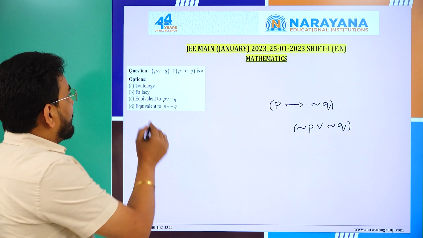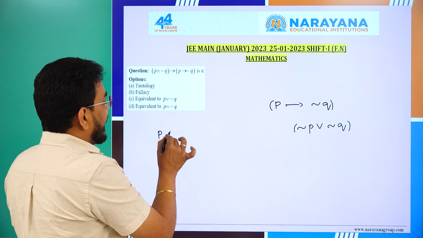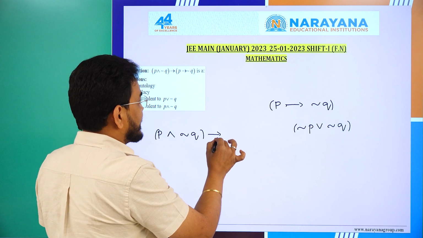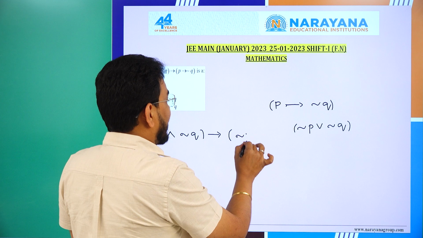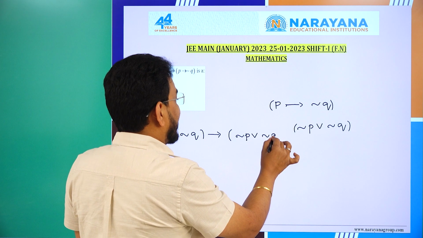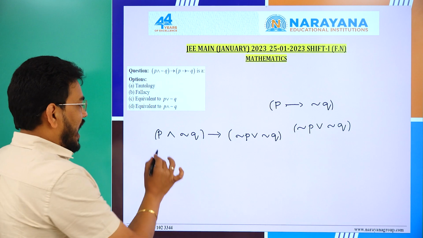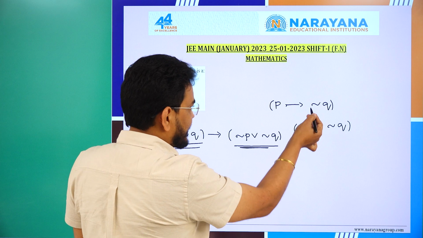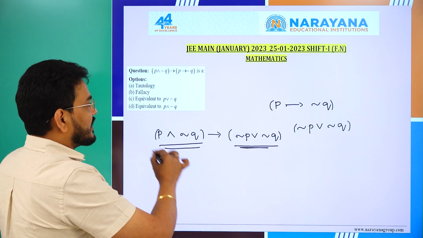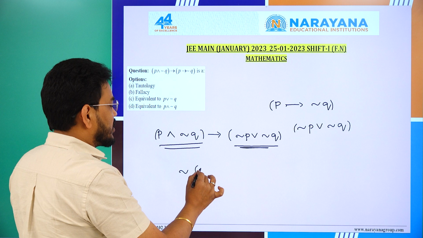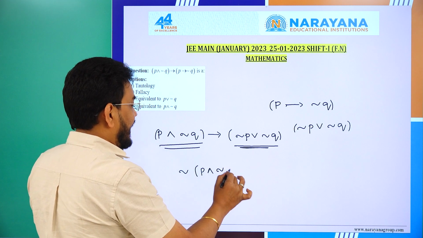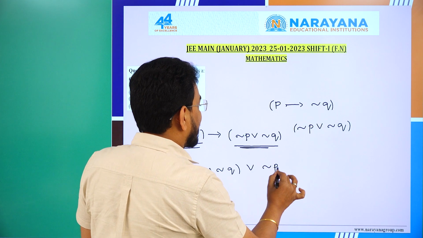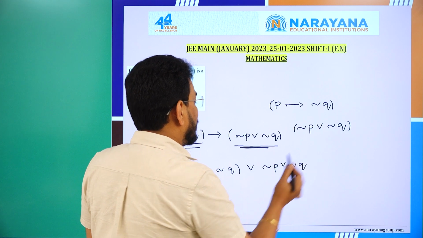Okay, so this is P and Q implies, this is negation of P or negation of Q. Now this is the first statement, implies second one. As per the same logic, you need to take the negation of this one. So negation of P and negation of Q are this portion, negation of P or negation of Q.